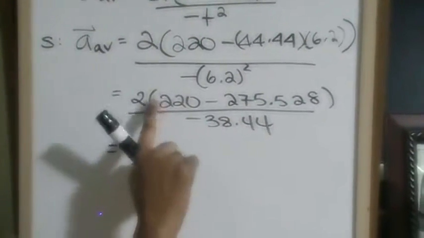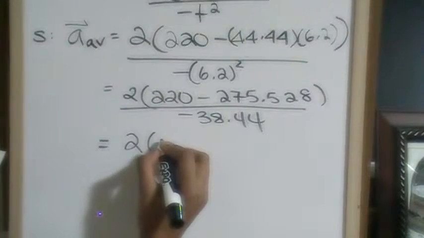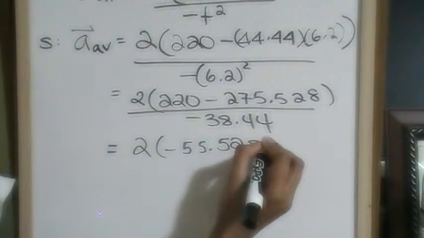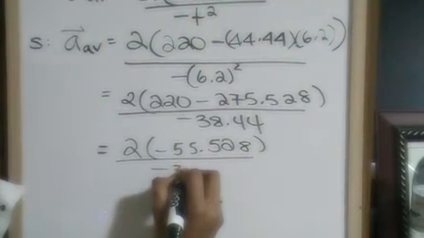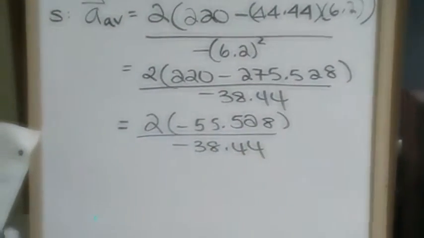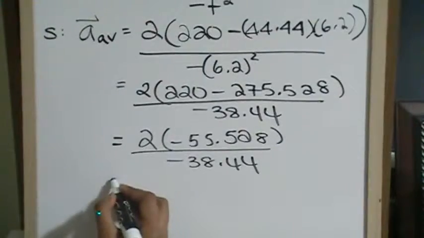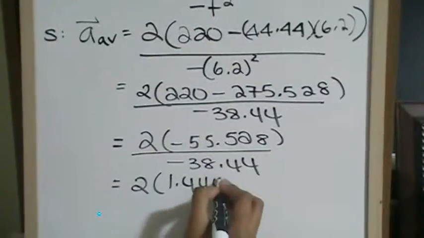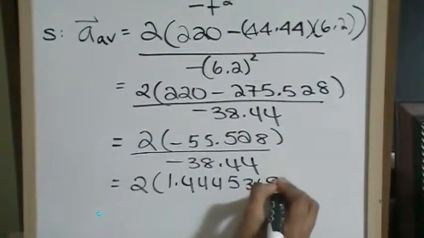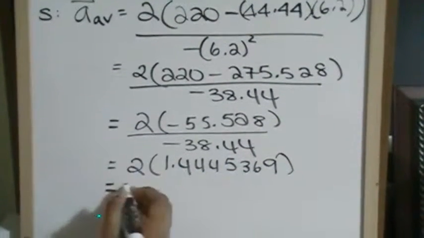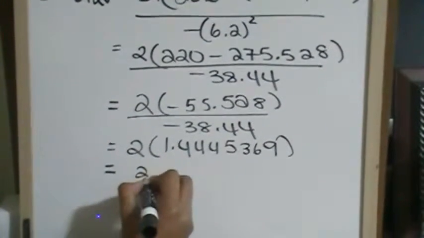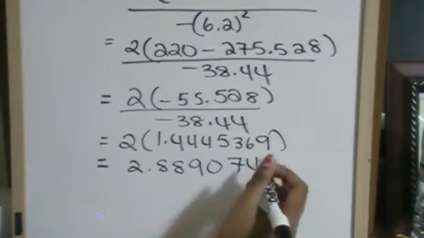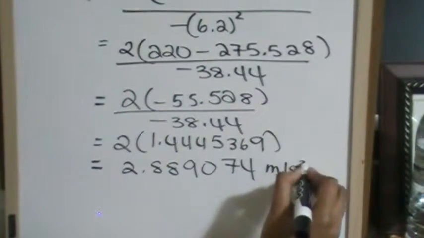Our next step is to get rid of this. So you have 2 times negative 55.528 over negative 38.44. Now I'm just going to divide these out right away. So we're going to have 1.445369, and multiplying by 2 gives 2.889074. This is meters per second squared north.